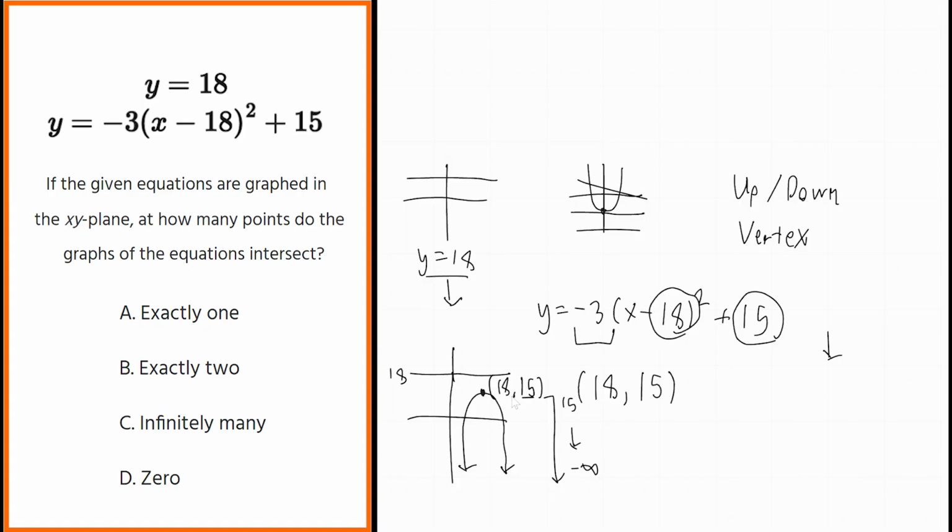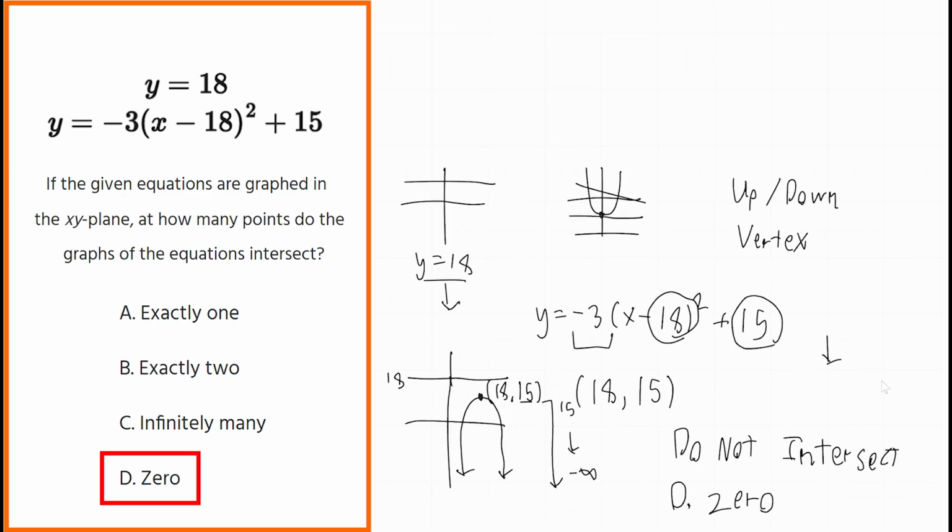And so it may be tempting to see this 18 in the x value of our vertex, and to think that that is somehow relevant to the constant value of our horizontal line equation. But this is in fact a red herring and has no bearing on the answer whatsoever. So when looking at this problem, we can see very clearly that the lines do not intersect, and therefore our answer for how many times they intersect is D, 0.